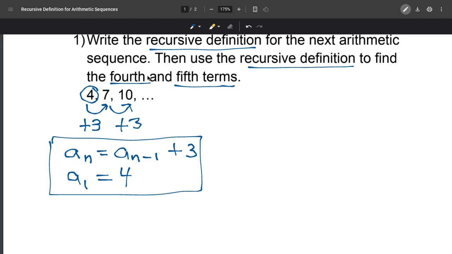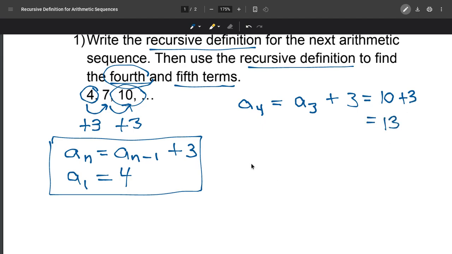Now I want to find the fourth and fifth terms. So I'm going to say a sub 4, which is going to be the fourth term, equals a sub 3, the third term, plus 3. Okay, so the third term, the value is 10. So it's going to equal 10 plus 3. So that equals 13. Fourth term equals 13.